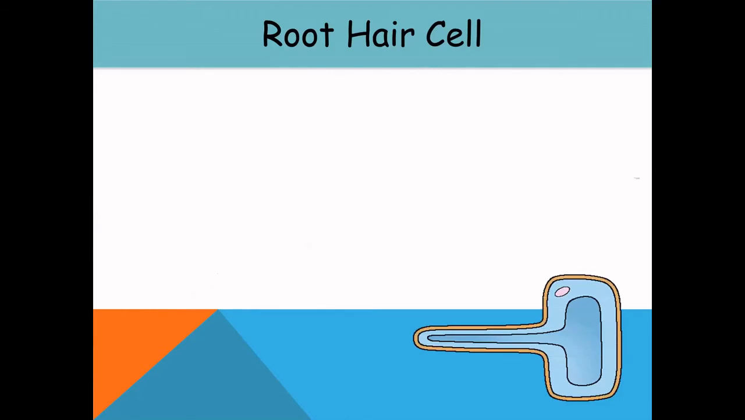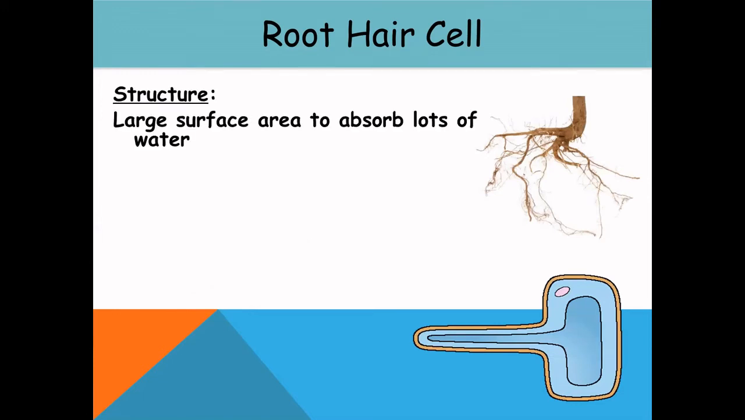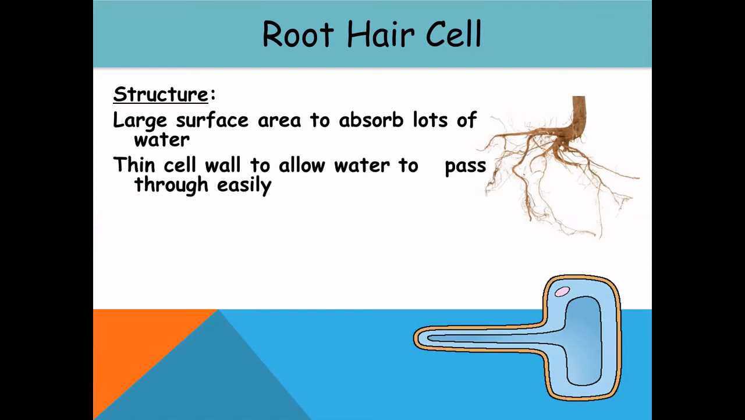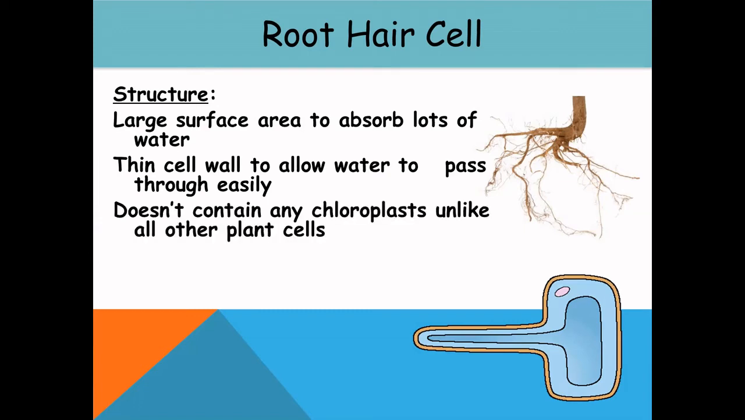The next one is root hair cells. Do you know where the root hair cells are found? Root hair cells are found on the roots of the trees. The root hair cell has a large surface area. Why? They have to absorb lots of water. And the thin cell wall helps them to allow water to pass through easily.